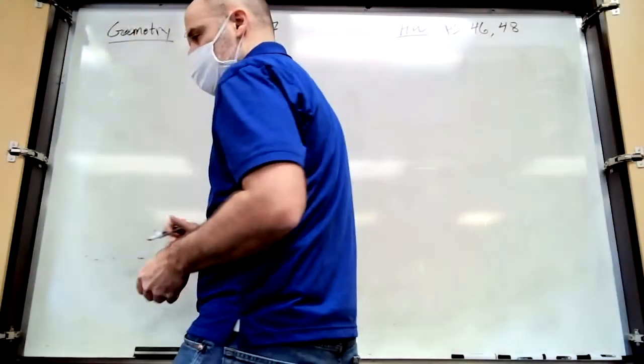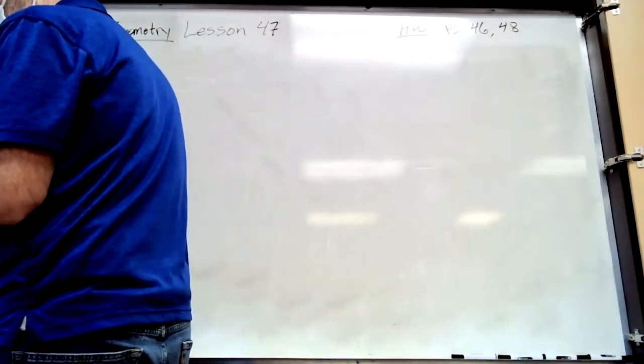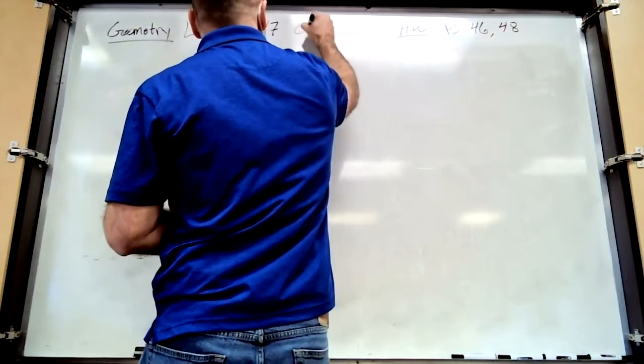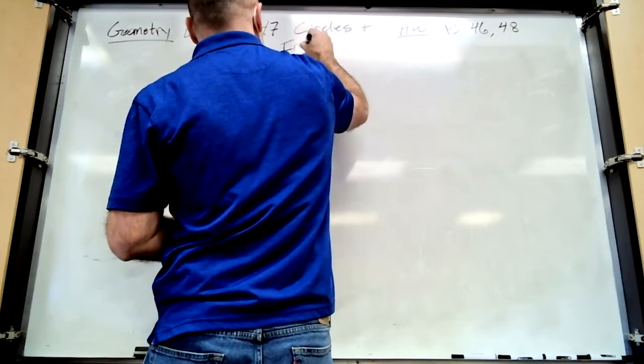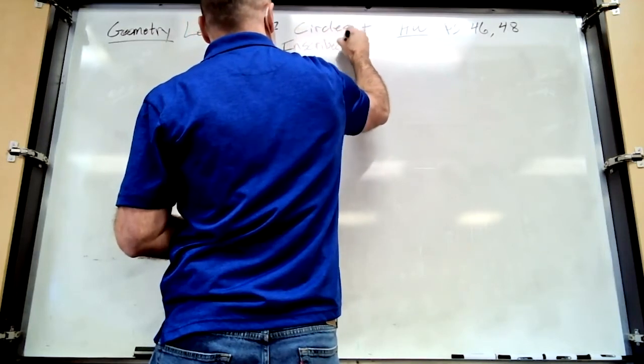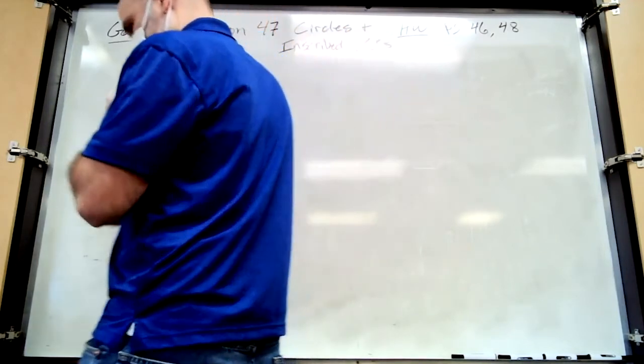Okay, we are doing lesson 47. We're going to talk about circles and inscribed angles.